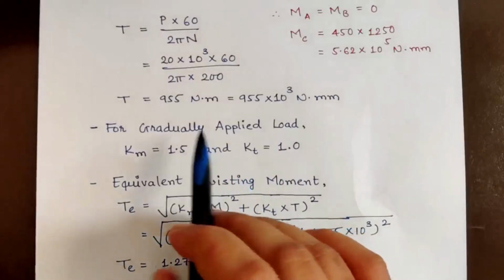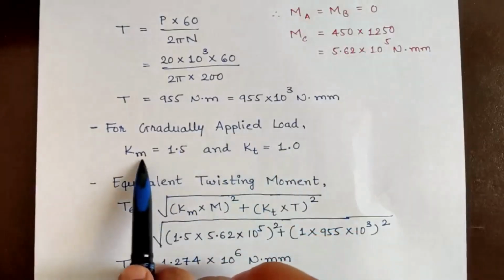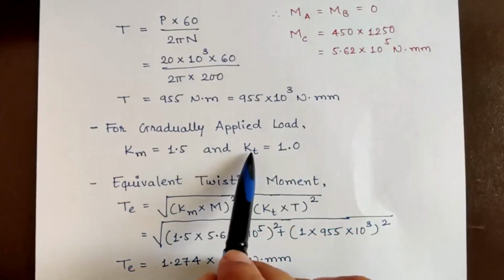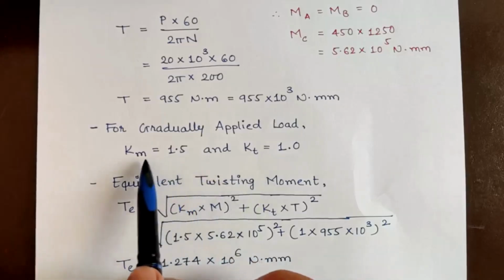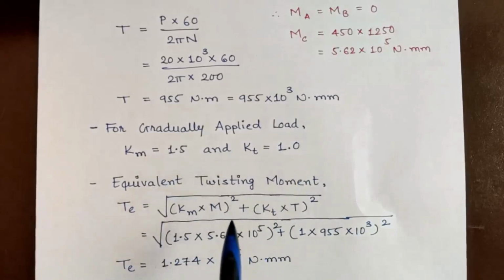Now the shaft is subjected to gradually applied load, so we can find out the value of Km and Kt from the table which we have already learnt. So we will get Km is equal to 1.5 and Kt is equal to 1.